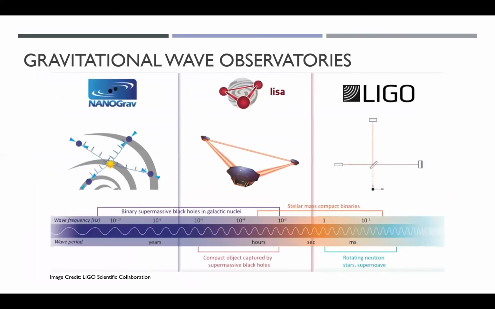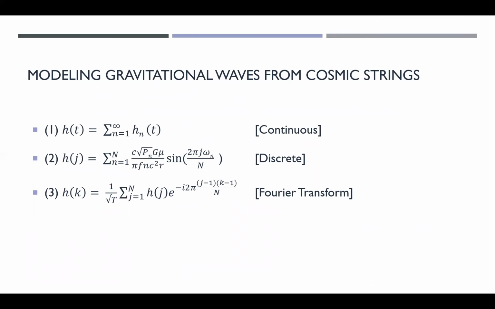These detectors are all sensitive in different frequency bands and will detect different types of gravitational wave sources. In addition, the gravitational wave signal from cosmic string loops is a broadband signal. Because of this, the signal from a cosmic string loop is potentially detectable by all of these observatories. The signal generated by cosmic string loops is harmonic in nature. When modeling the signal, the harmonic nature of the signal is apparent in the frequency domain. We expect to see a power amplitude drop-off proportional to 1 over n to the 4/3.